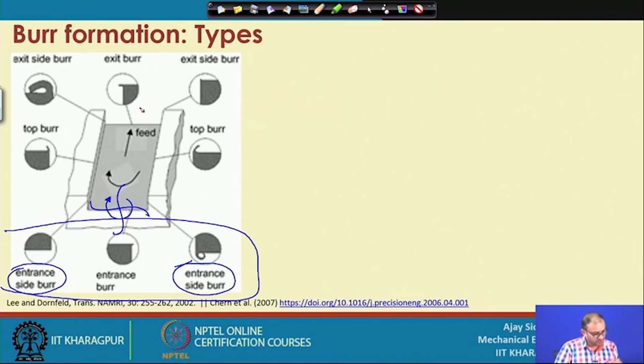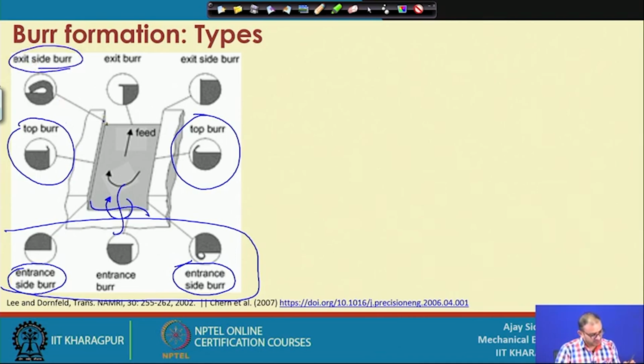When your tool is moving up, that means in the feed direction, some burrs will be formed at the top position. Those are called the top burrs. And when your tool has completely exited the workpiece, again you can call it the exit side burr, that is on the right side, and something in between on this side is called the exit burr. So we have an entrance burr, an exit burr, and some top burr on this particular side.